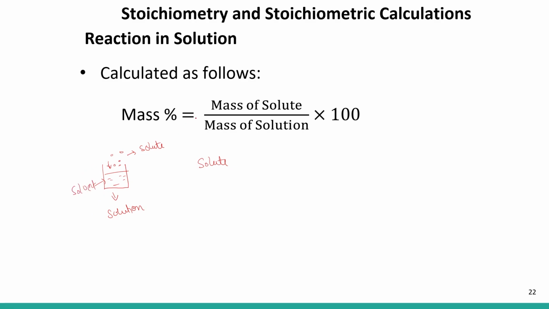So for the mass percentage calculation, suppose we are calculating the percentage mass of solute. We'll take the mass of solute, which in this particular case is the mass of sugar, divided by the mass of water in which we are dissolving it, multiplied by 100. Whatever amount we get will be the percentage of solute in that solution.